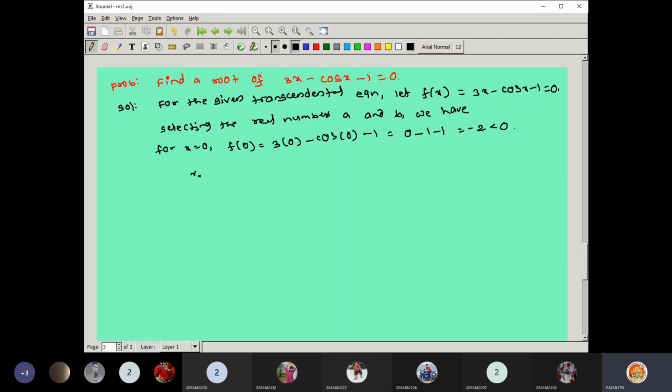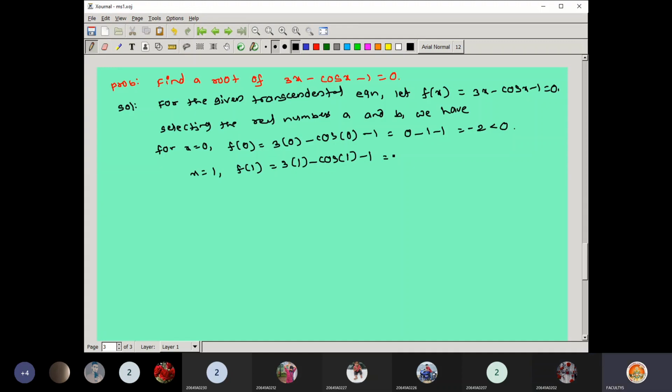Now you are going to the next x value, x equal to 1. f of 1 is equal to, so what is your f of 1? It is 3 into 1 minus cos of 1 minus 1. Better use the calculator because it is involving trigonometric terms. It should be in radians only. So 3 minus cos 1, 1.40.